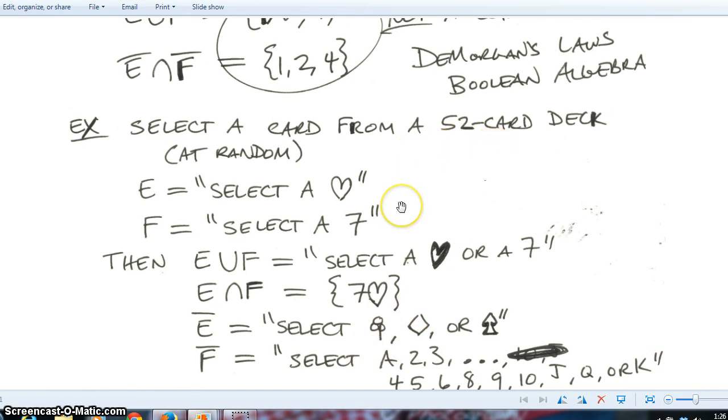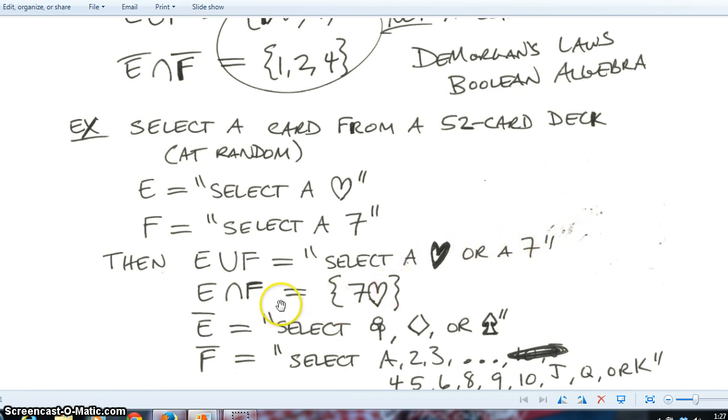So let's look at these two events. Event E, select a heart. Event F, select a 7. Okay. So what would the union and intersection be here? I'm just going to give a verbal description for the first one, E union F. E union F is select a heart or a 7. And notice I didn't put "or both," because you should start getting used to assuming that "or" means inclusive. So when you see "or," it means "or both." So we select a heart, or we select a 7, or maybe we got both.